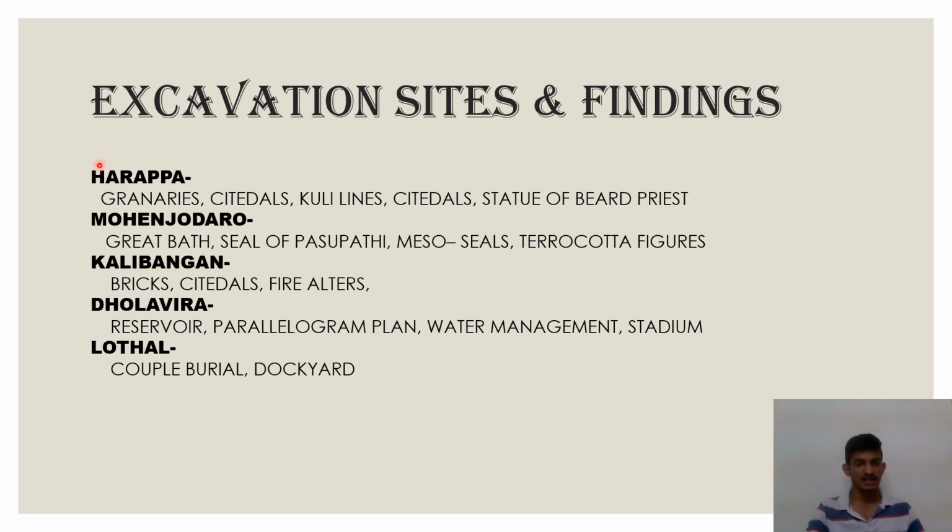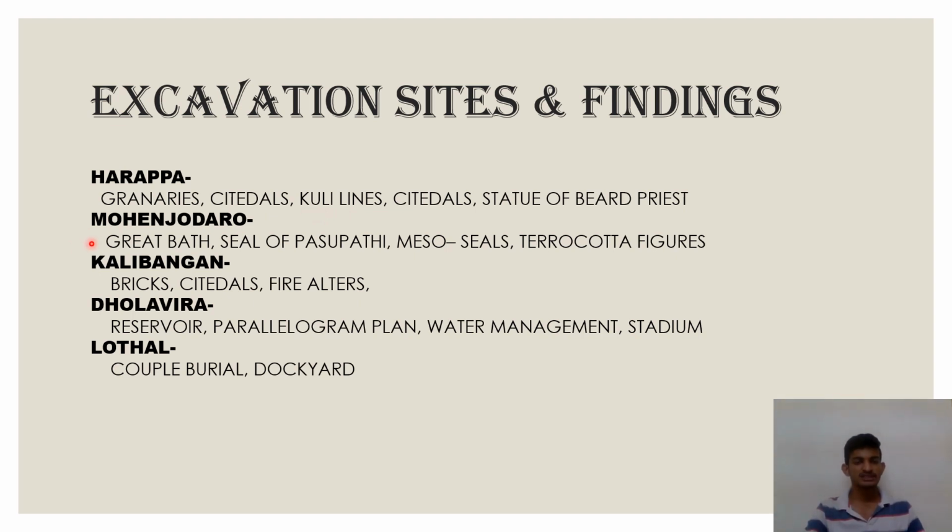The first excavation site, which was started around 1920, is where they found granaries, citadels, twin citadels, holy lands, and the statue of the bearded priest. The statue of the bearded priest is very controversial. Some people say it was found in Mohenjo-daro, and some say it was found in Harappa. We need to go by the NCERT. In NCERT, it is mentioned that the statue of the bearded priest was found in Harappa, so we'll follow that.